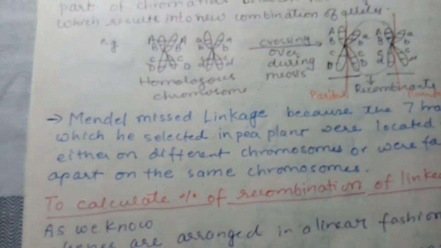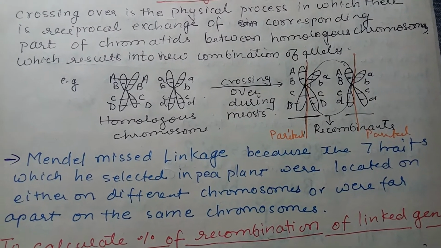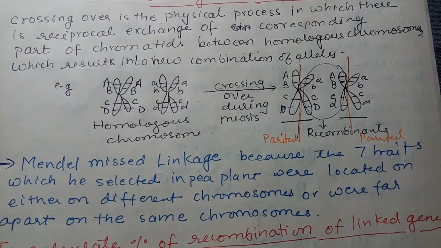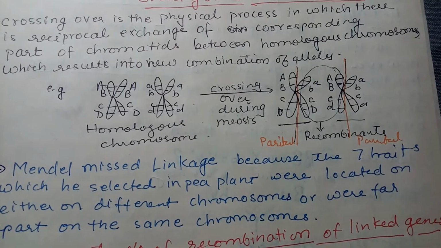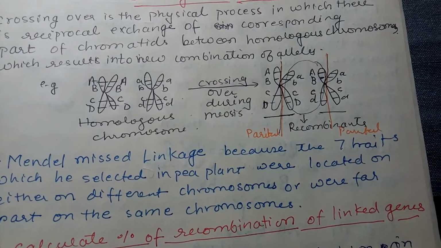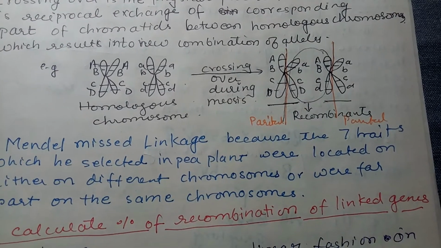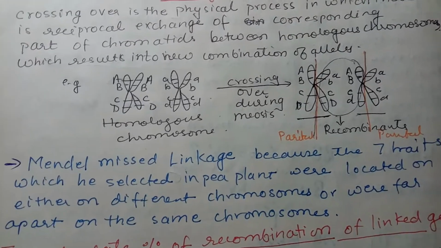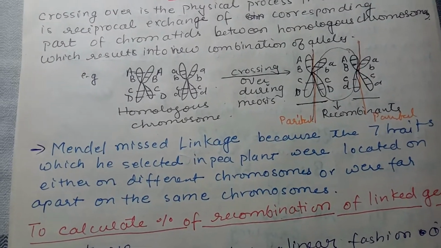Mendel, when he was doing his studies with pea plants, missed the linkage. He never said that the genes are linked, but he said that genes are independently assorting. Luckily, the 7 traits which he selected in pea plants were located on different chromosomes, so no interaction could be observed between genes. But this is again a kind of deviation from Mendelism, because here 2 genes show interaction in the form of linkage.